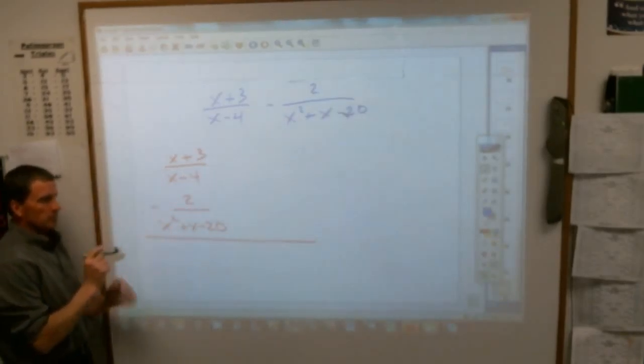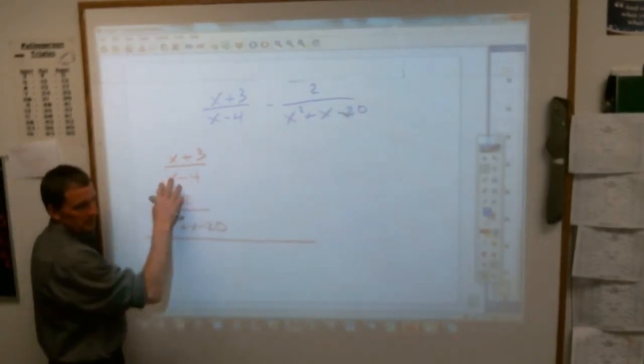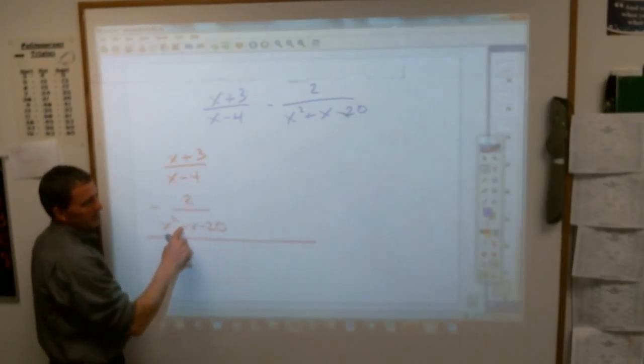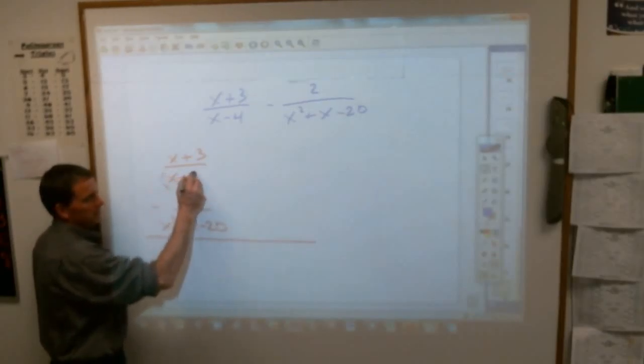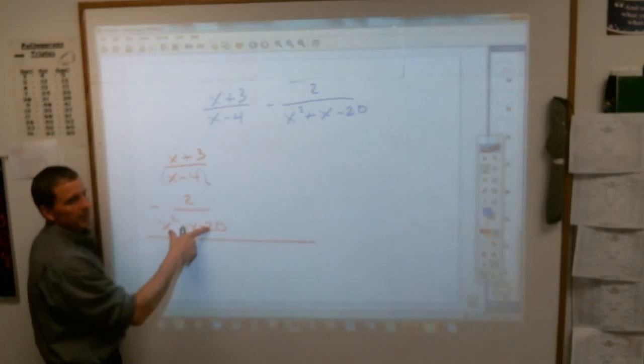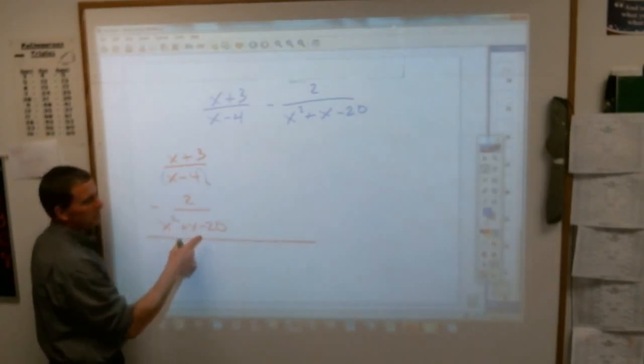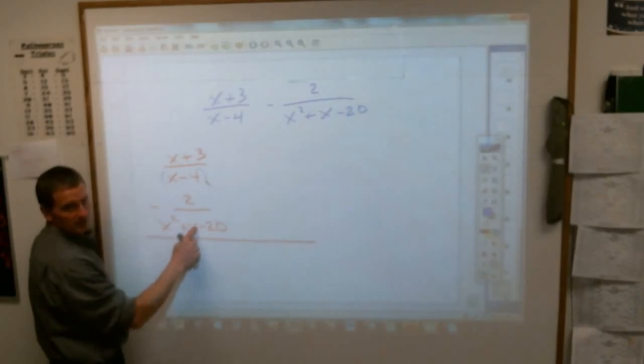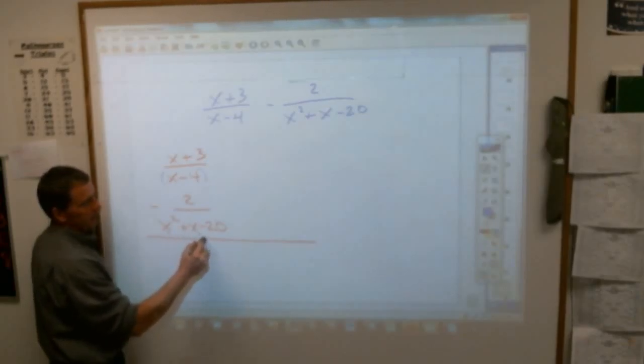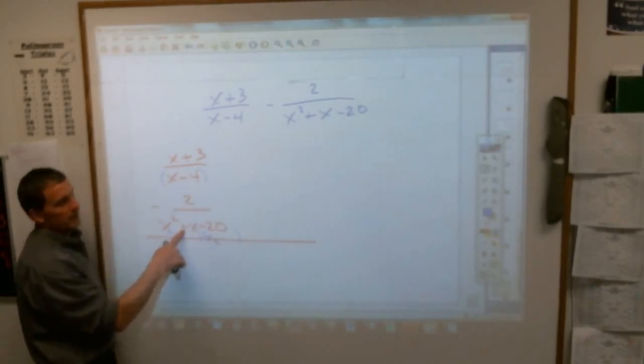Okay, work with me here for a minute. I can't change this. This is in its simplified form. But I could factor this out. Anytime you see a trinomial on your bottom and you're trying to find common denominators, reverse FOIL. What do I multiply to get this? I get an x and an x. What times what gives you negative 20 and added together gives you positive 1?